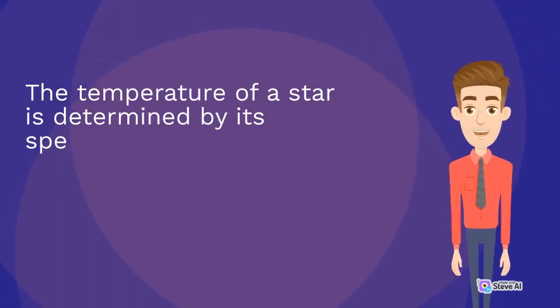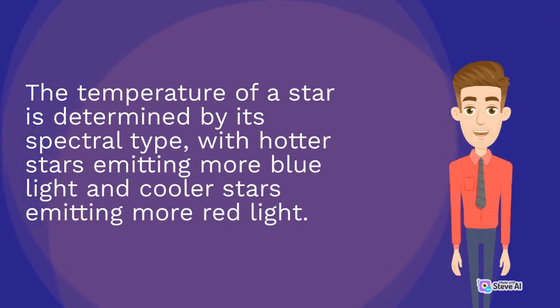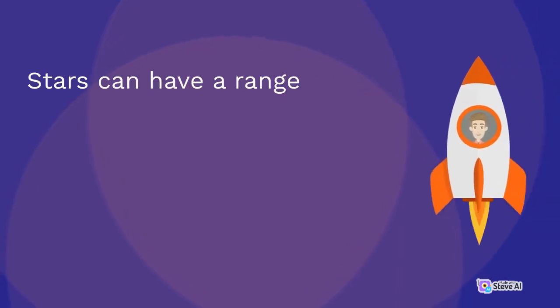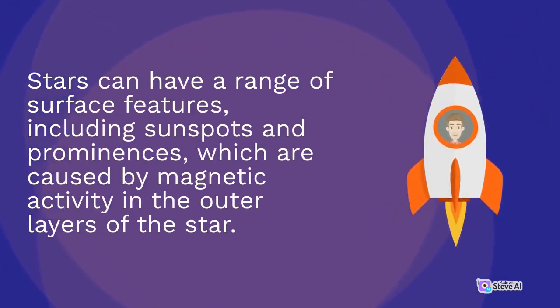The temperature of a star is determined by its spectral type, with hotter stars emitting more blue light and cooler stars emitting more red light. Stars can have a range of surface features, including sunspots and prominences, which are caused by magnetic activity in the outer layers of the star.